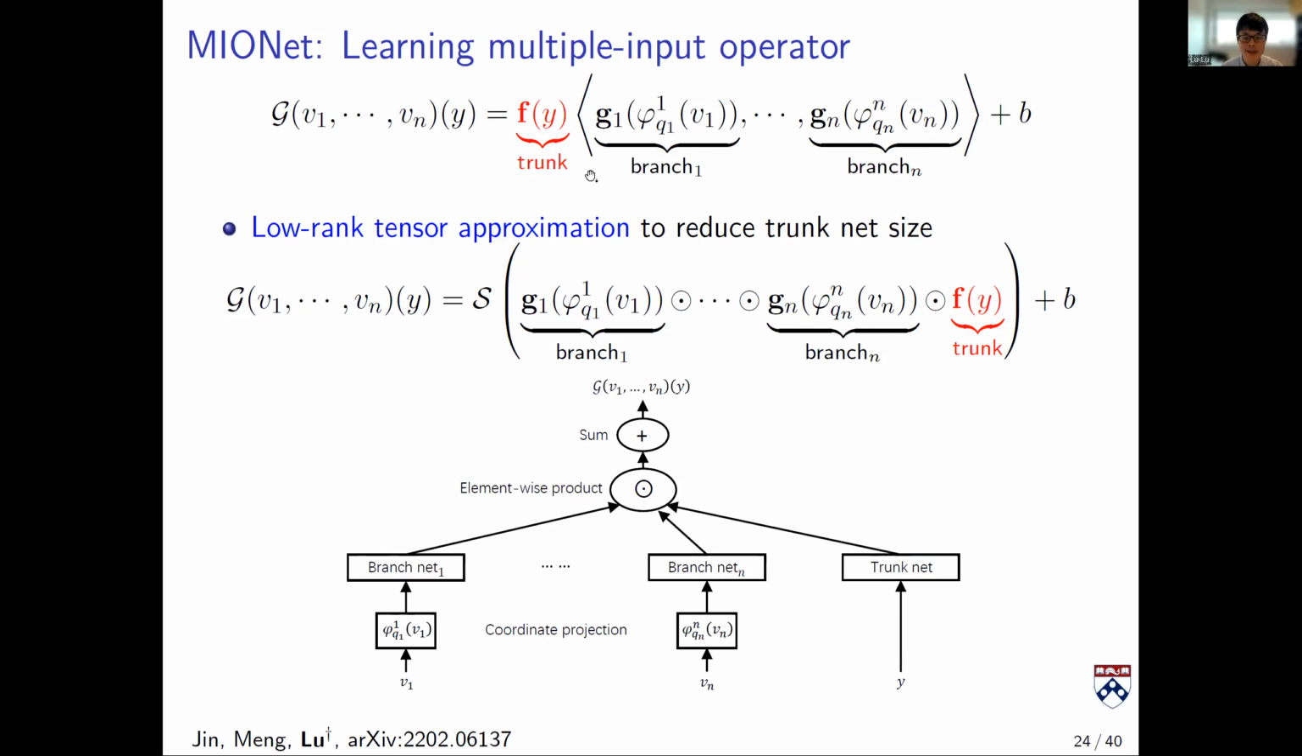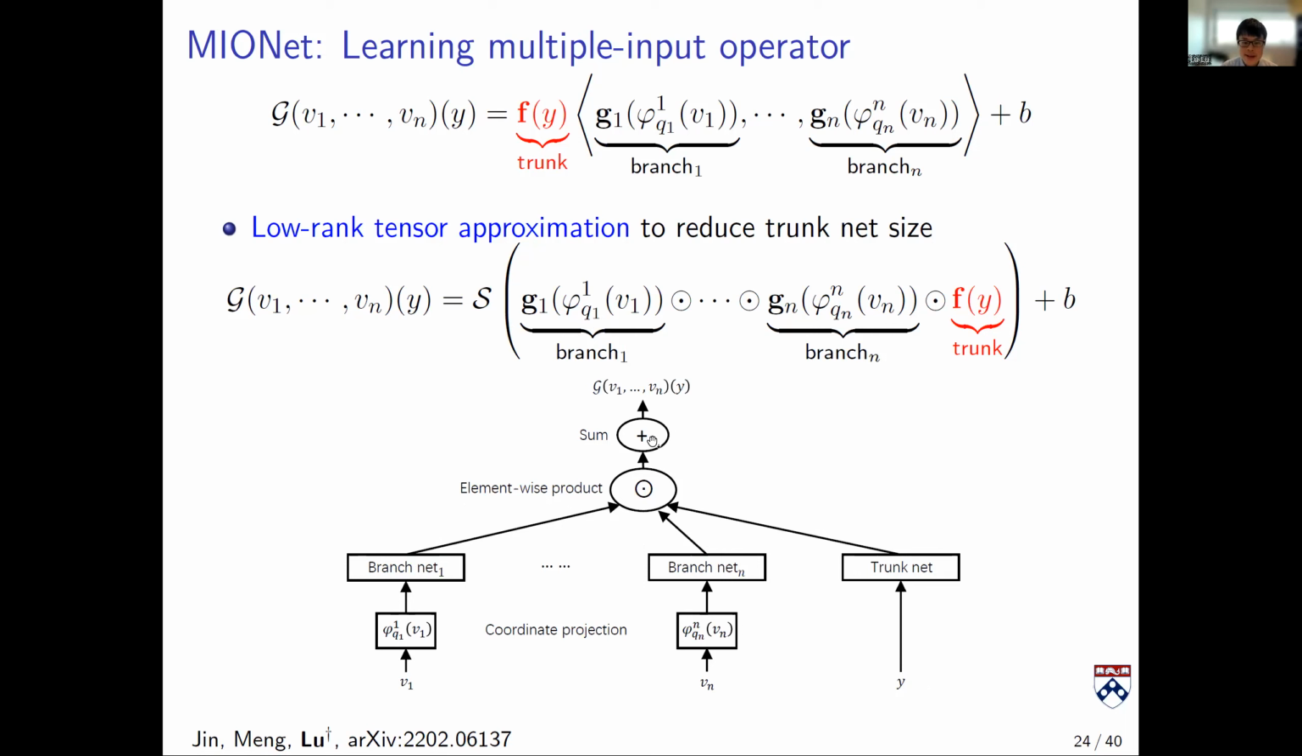But this tensor product is really expensive if n is high, because we have to go to high dimension tensor product. Then we can further use the low rank tensor approximation to reduce the network size. So instead of doing a tensor product, we do the point-wise or element-wise dot product between all these vectors. If you look at the figure here, we have n inputs v1 to vn. We also have the location y as input. Then we have n branch nets and one trunk net. Then we have n outputs, n vectors. Oh, sorry, n plus 1 vectors. Then we do the element-wise product of these vectors.